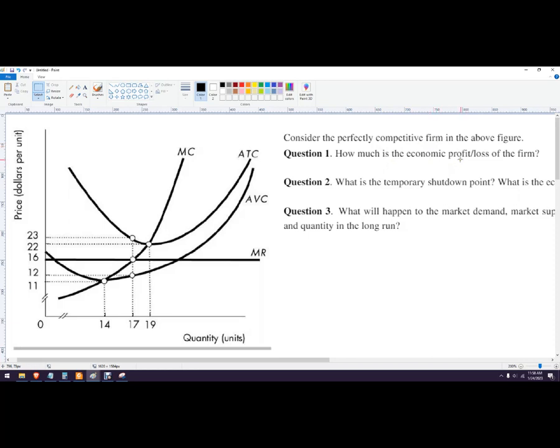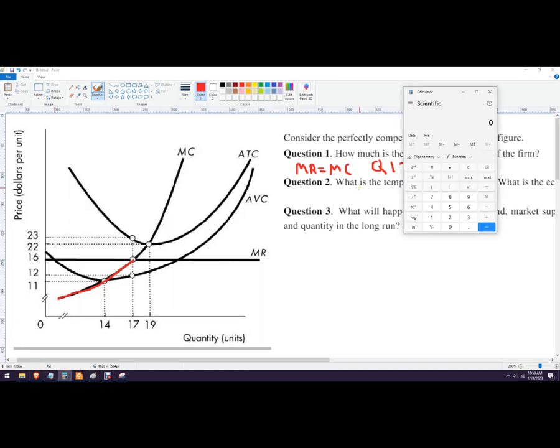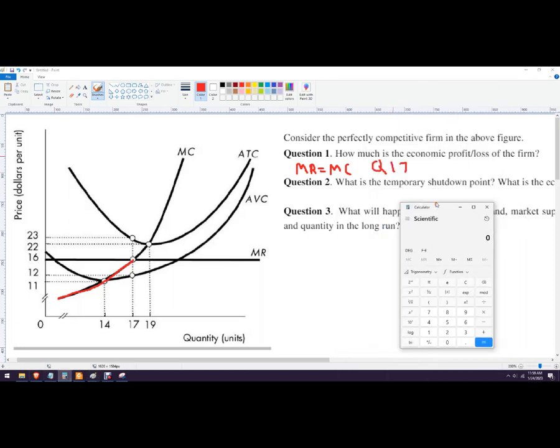How much is the economic profit or loss to the firm? So what we need to do is find the profit maximizing quantity. And where does that go? That is where marginal revenue equals marginal cost. So let's start on the marginal cost curve and follow that up to where it hits marginal revenue. It hits it at 17, so we're going to produce a quantity of 17, and we're going to multiply that to get our total revenue.